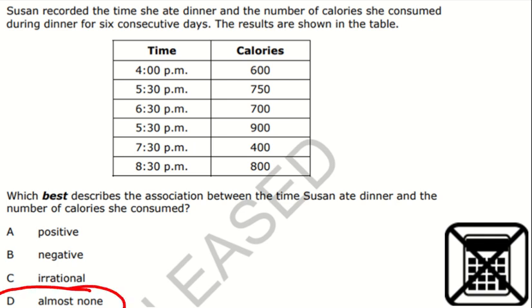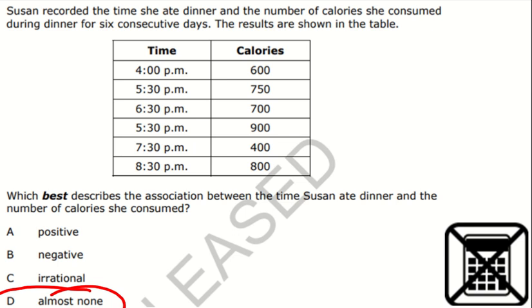All right. So we go 600 to 750, 600 to 750 to 700 to 900 to 400 to 800. Like we're going up and down. So that's going to be almost no association to it. All right. The calories also have to go up for it to be positive, and go down for it to be negative.